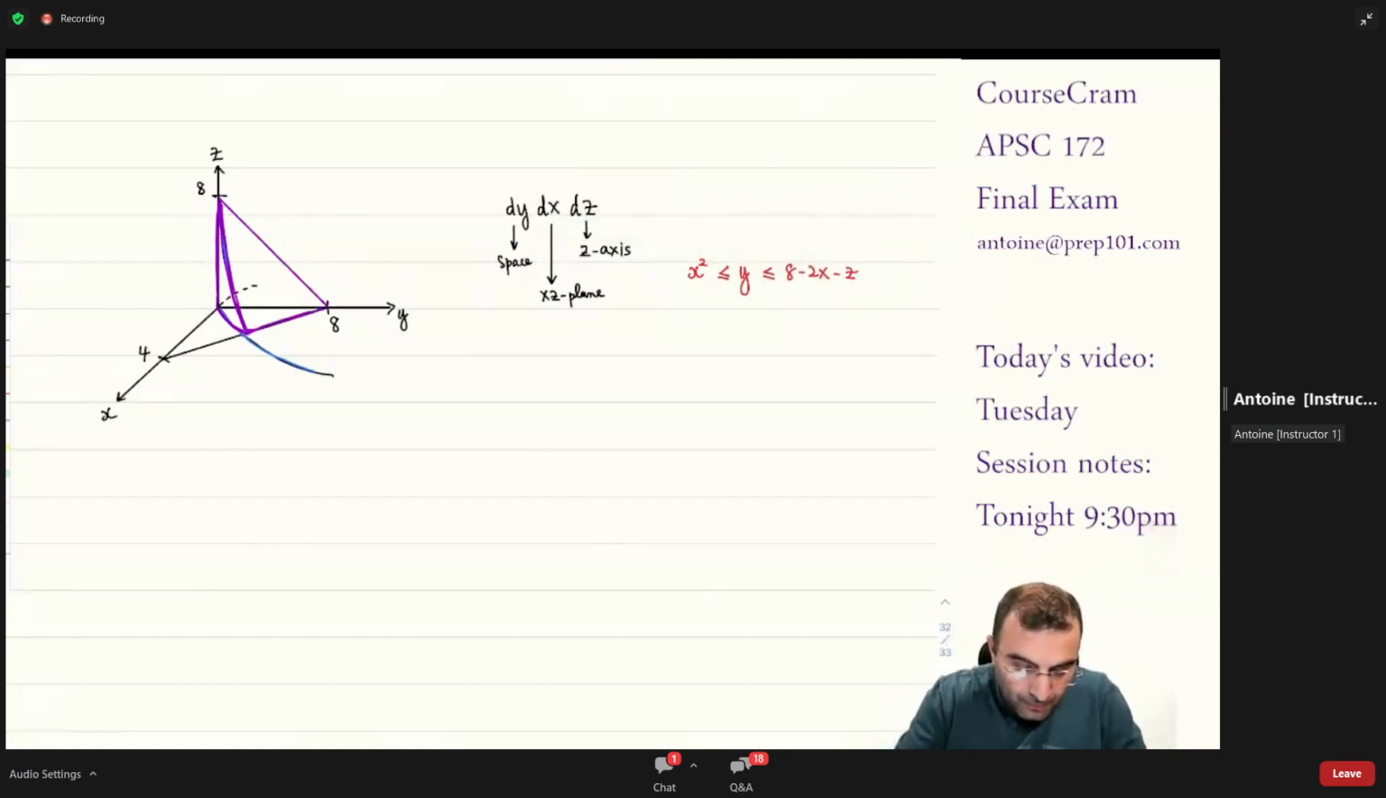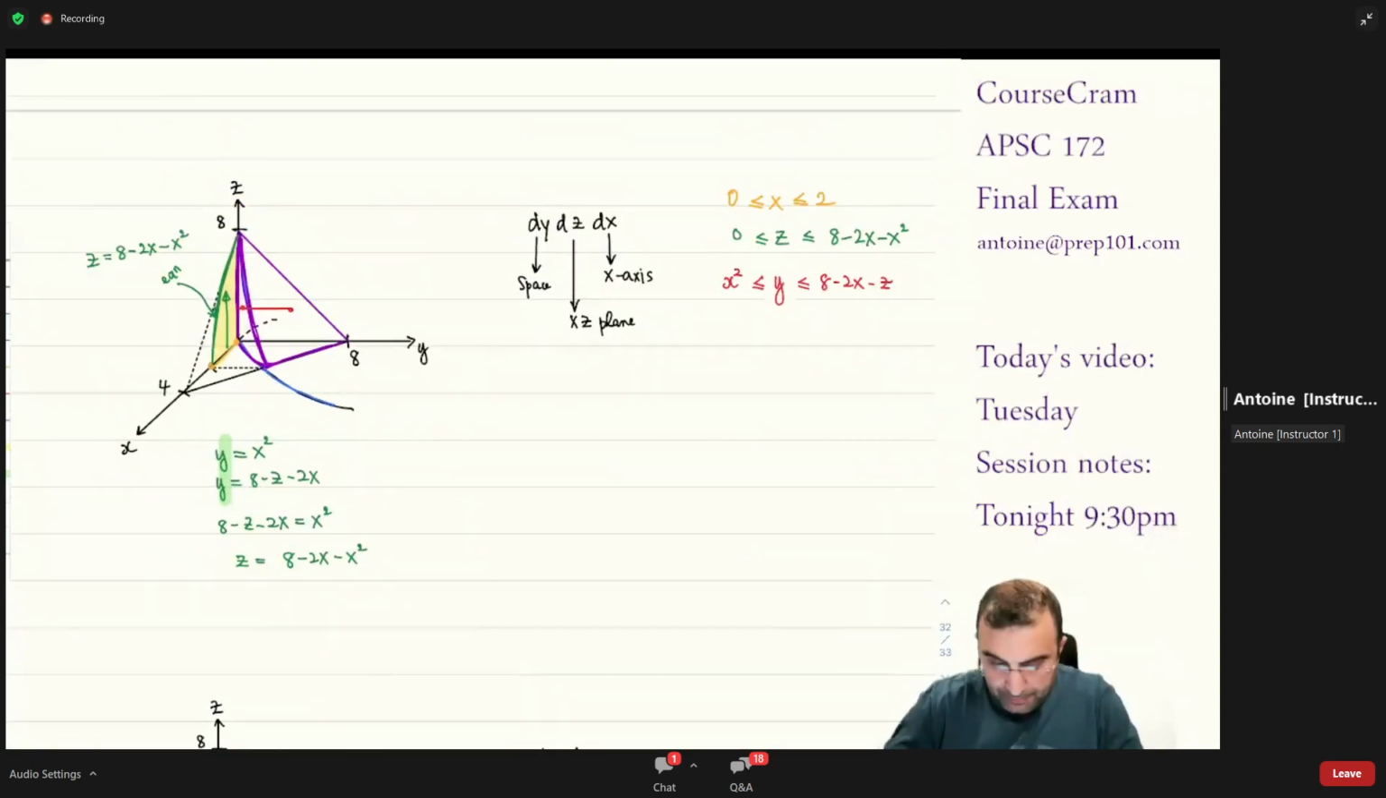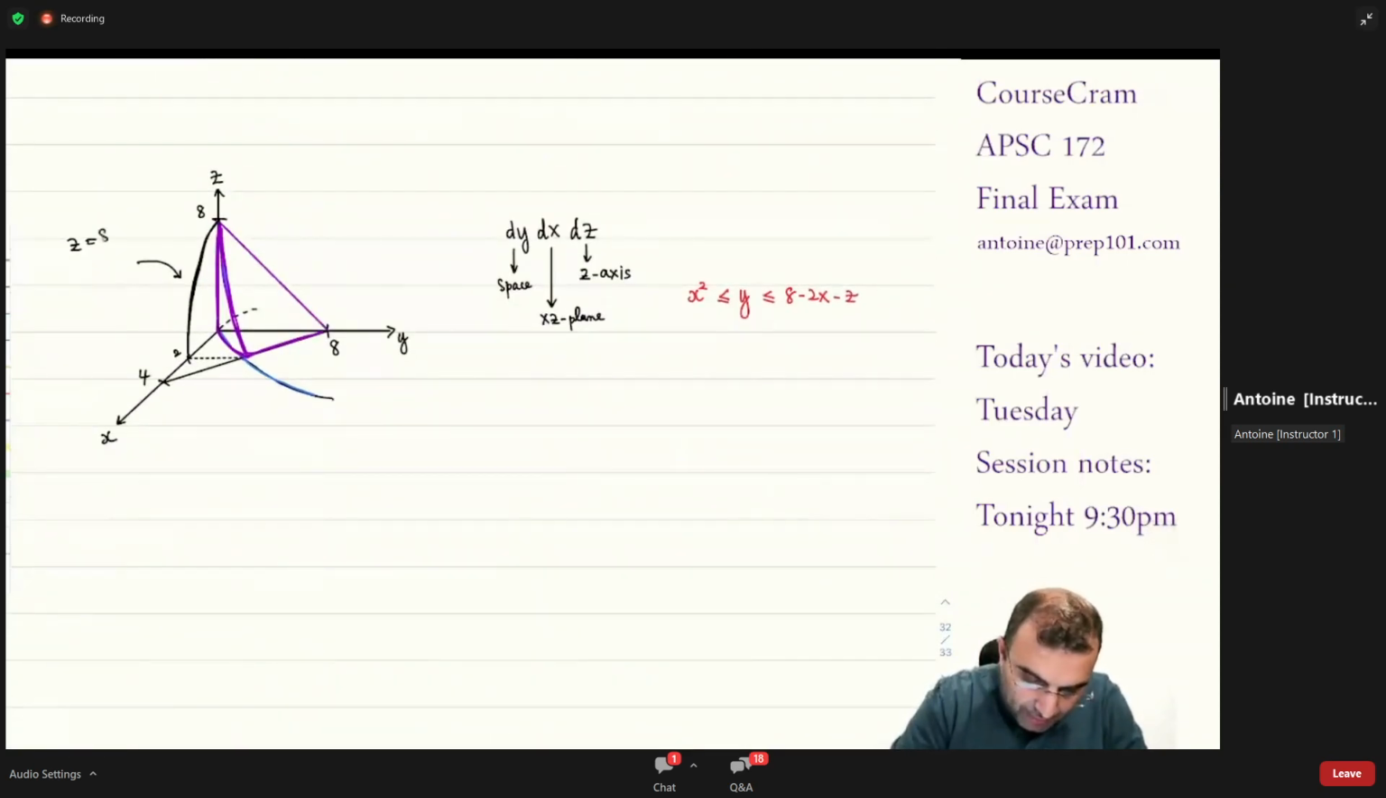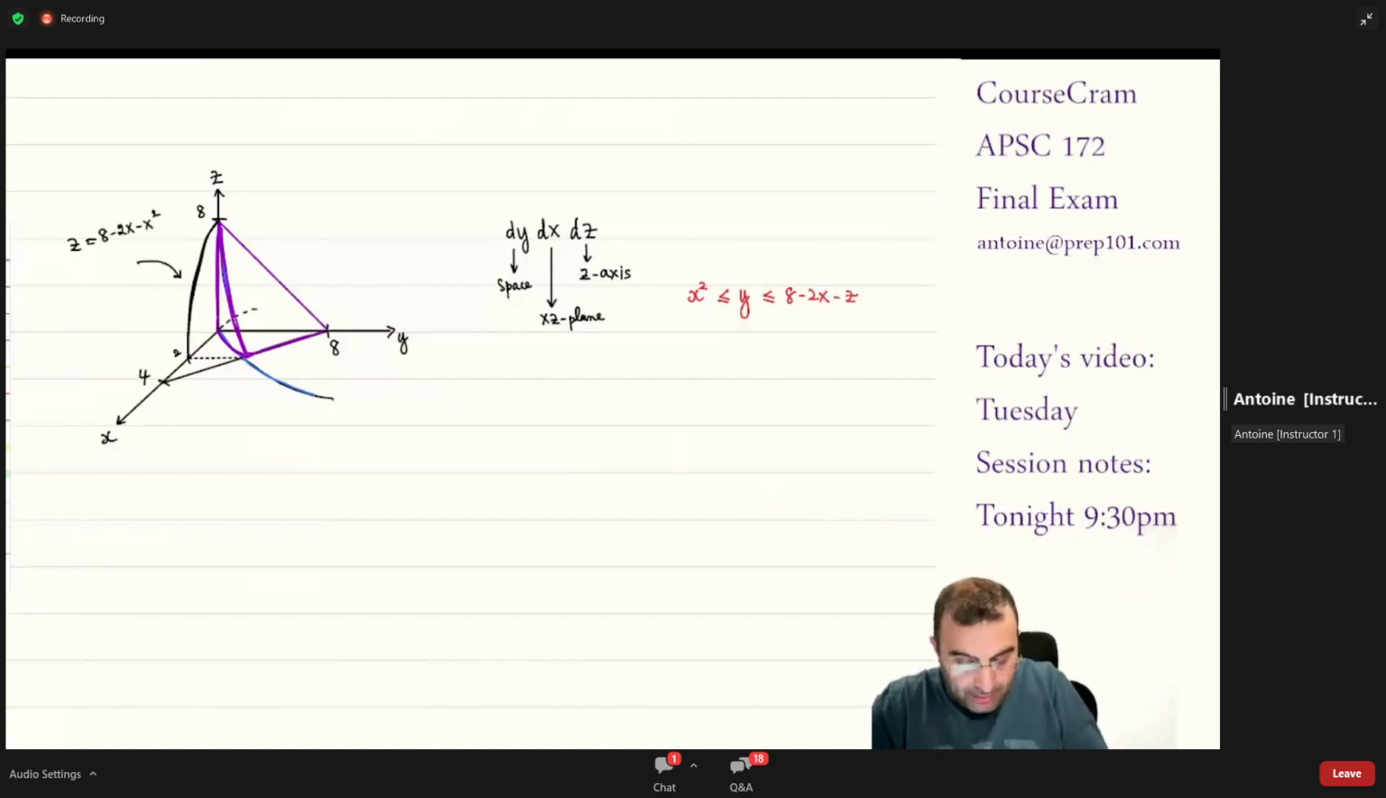So I remind you that this point is at 2. Here we have a curve that we found earlier, and the equation of this curve is z is equal to 8 minus 2x minus x squared. So on the z-axis, z goes from 0 to 8. No problem there.